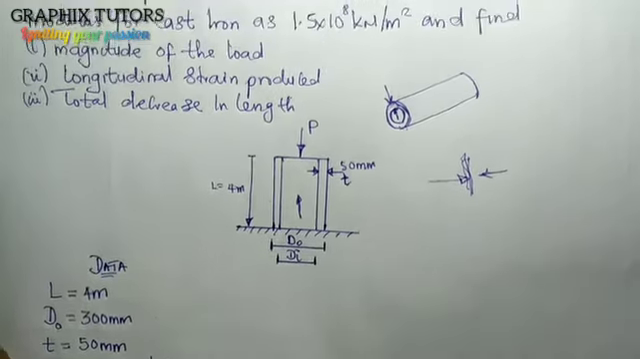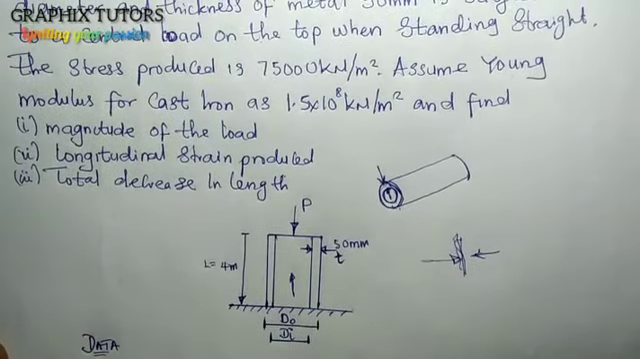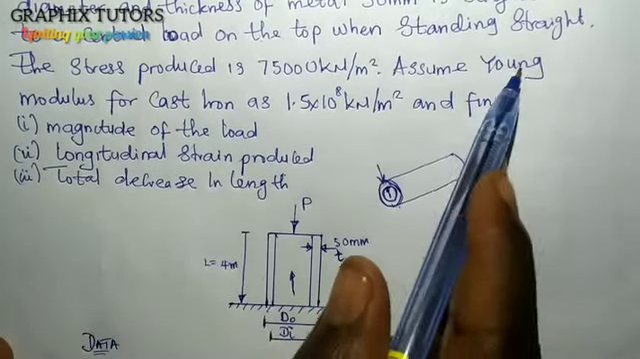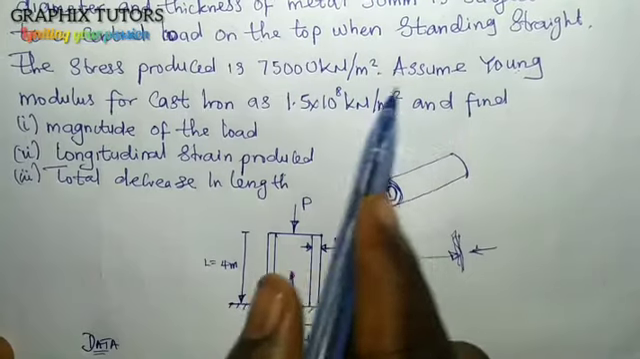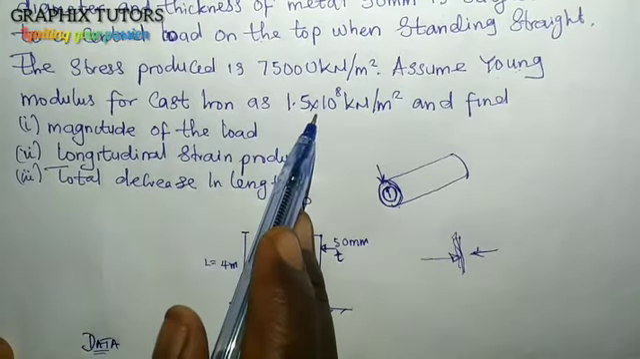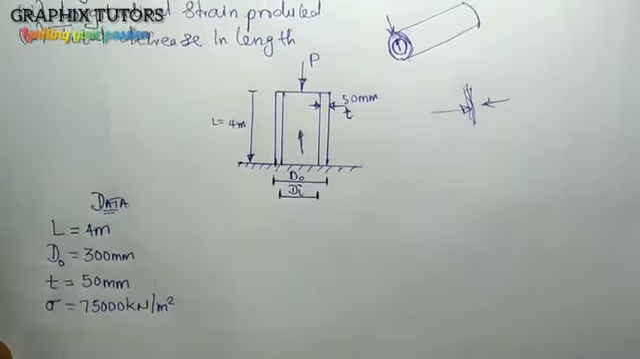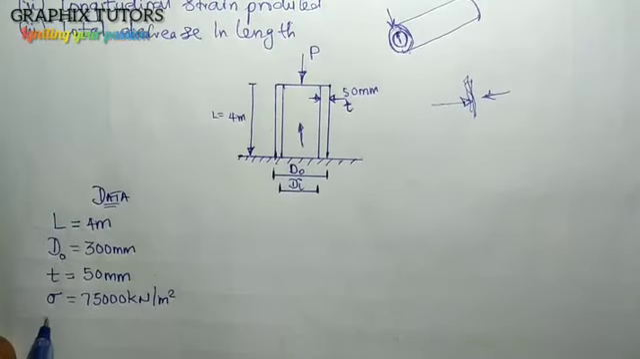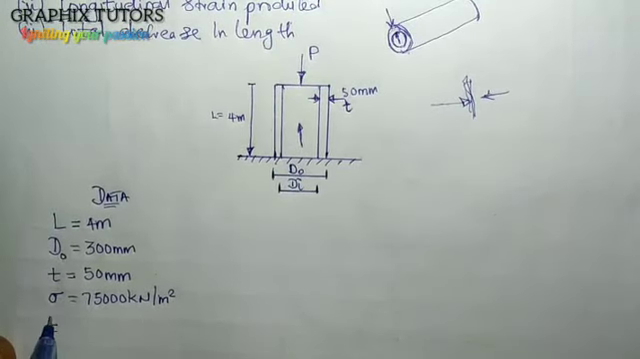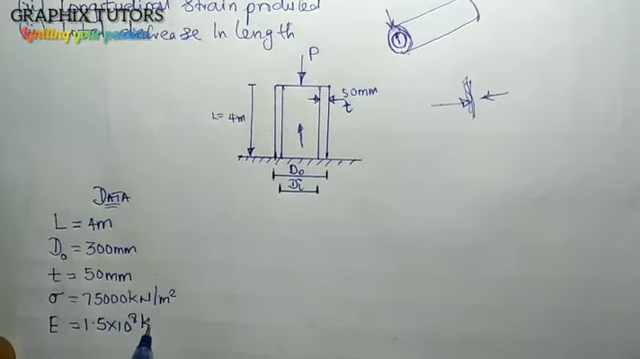And we are told here that we should assume Young modulus of cast iron as 1.5 times 10 to the power 8 kilonewton per meter square. So we should assume Young modulus. The symbol for it is what? Capital letter E as 1.5 times 10 to the power 8 kilonewton per meter square.